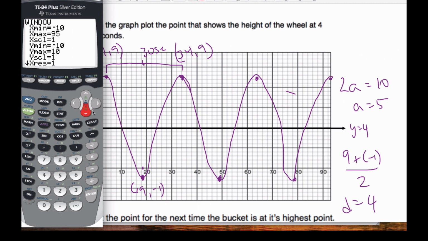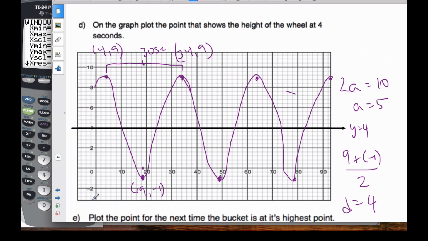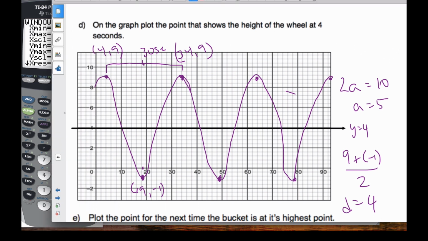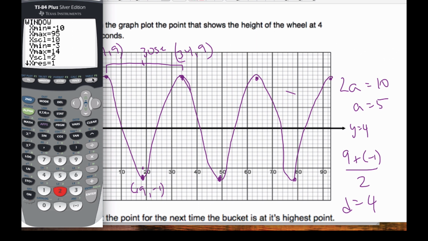And let's go by tens, so that each of these dark lines is 10. I'm going to go by tens. And then my y minimum, if I look at that, is going to be like -3 to 14. So let's go from -3 to 14. And to match it here, we'll go by 2's. And I'll graph it and we'll see what we get here.